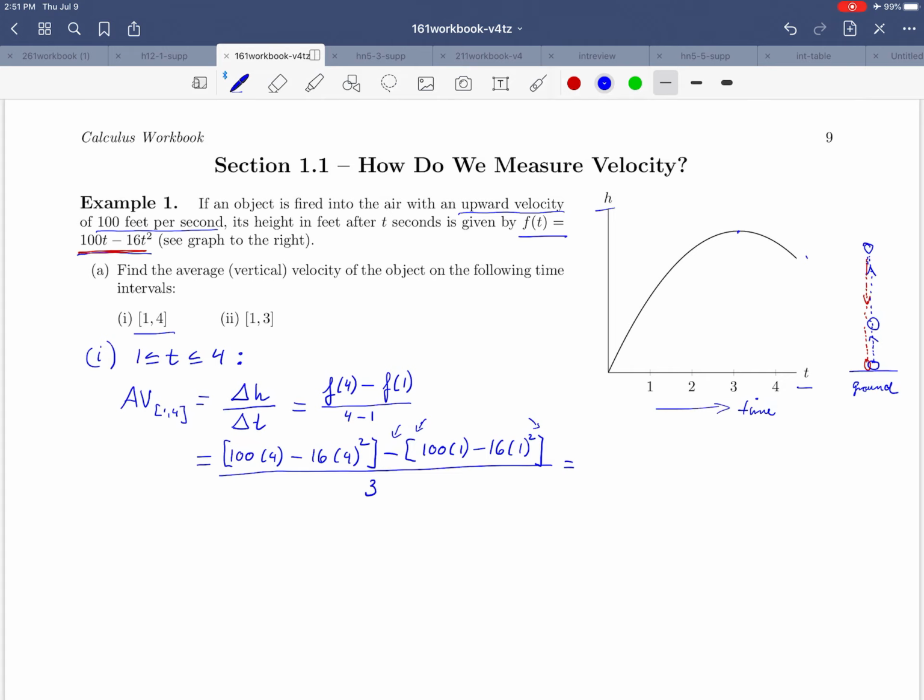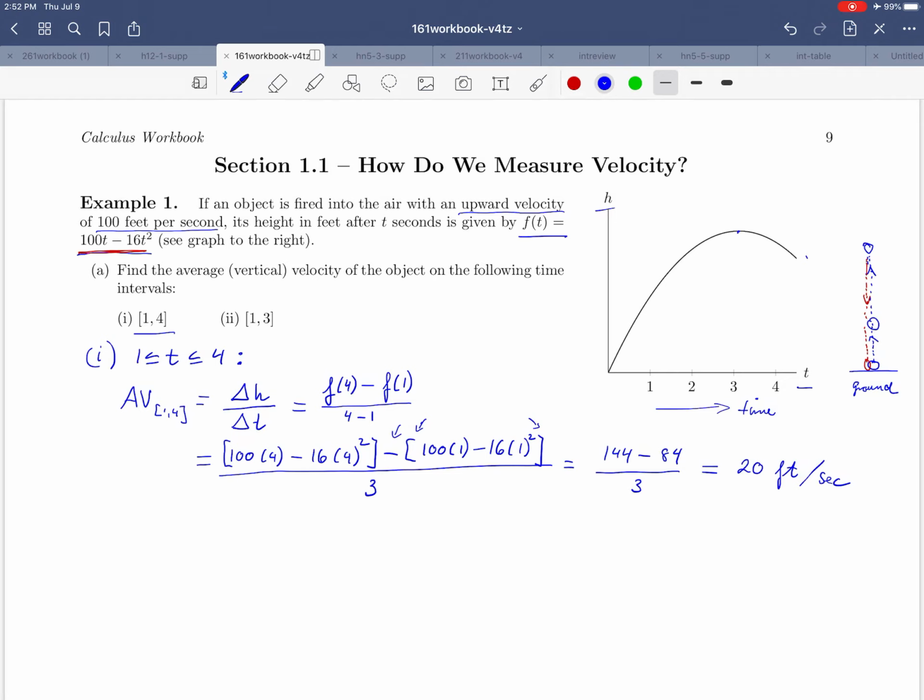Okay, so let's evaluate what this is. If you just punch those numbers into your calculator, you will see that this is 144 for f of 4, and then minus 84 for f of 1. All of that divided by 3. And if we evaluate this, we get 20 feet per second.